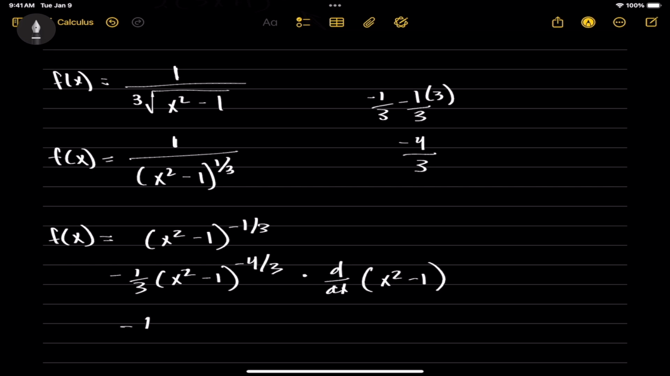Okay, so that could be your final answer. I'm not going to rewrite the other ones, but if you want, and depending on how your professor wants it, then you go ahead. But it's just going to be, for me, negative 1/3 times x squared minus 1 to the power of negative 4 over 3 times 2x. And of course, I could just rewrite this 2x over here on the left side if I want. But I'm going to leave it like this.